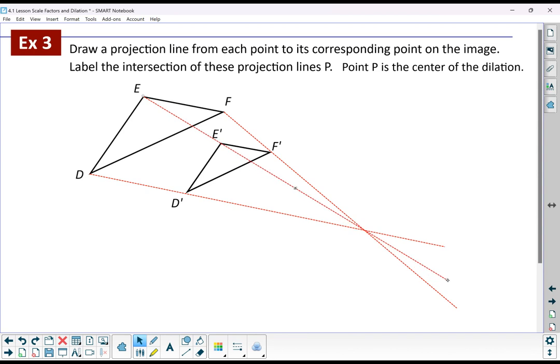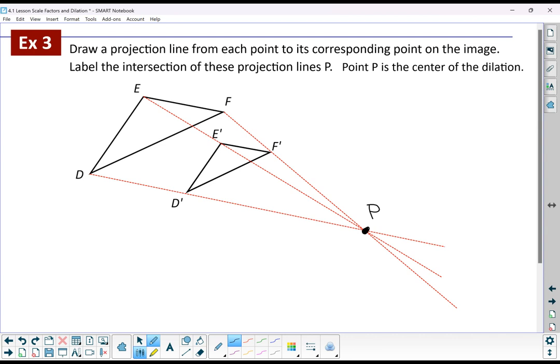Didn't really go through E prime. There we go. Whoa. So you can see, if you're a little bit off with one of your lines, it can make a big difference. But if you're really precise in how you draw your lines, you should see all of those projection lines intersecting at the center of dilation.